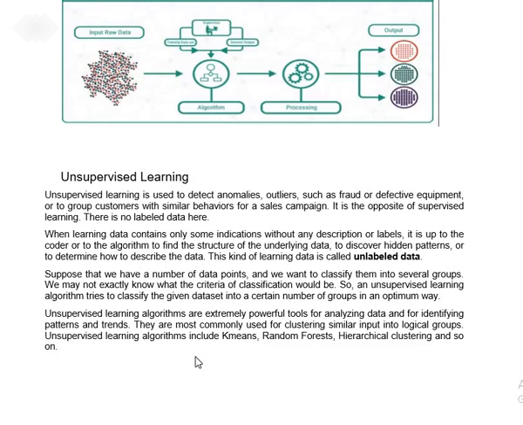In the case of unsupervised data, the output analysis is not known to us previously, but it can be analyzed through various kinds of algorithms or through the clustering technique. Let's see the definition. Unsupervised learning is used to detect anomalies and outliers, such as fraud detection, defective equipment, and customer behavior. When learning data contains no indicator, description, or label, the code of the algorithm is structured around the underlying data to discover the hidden pattern. Now, only in order to discover the hidden pattern, we are supervising the data.